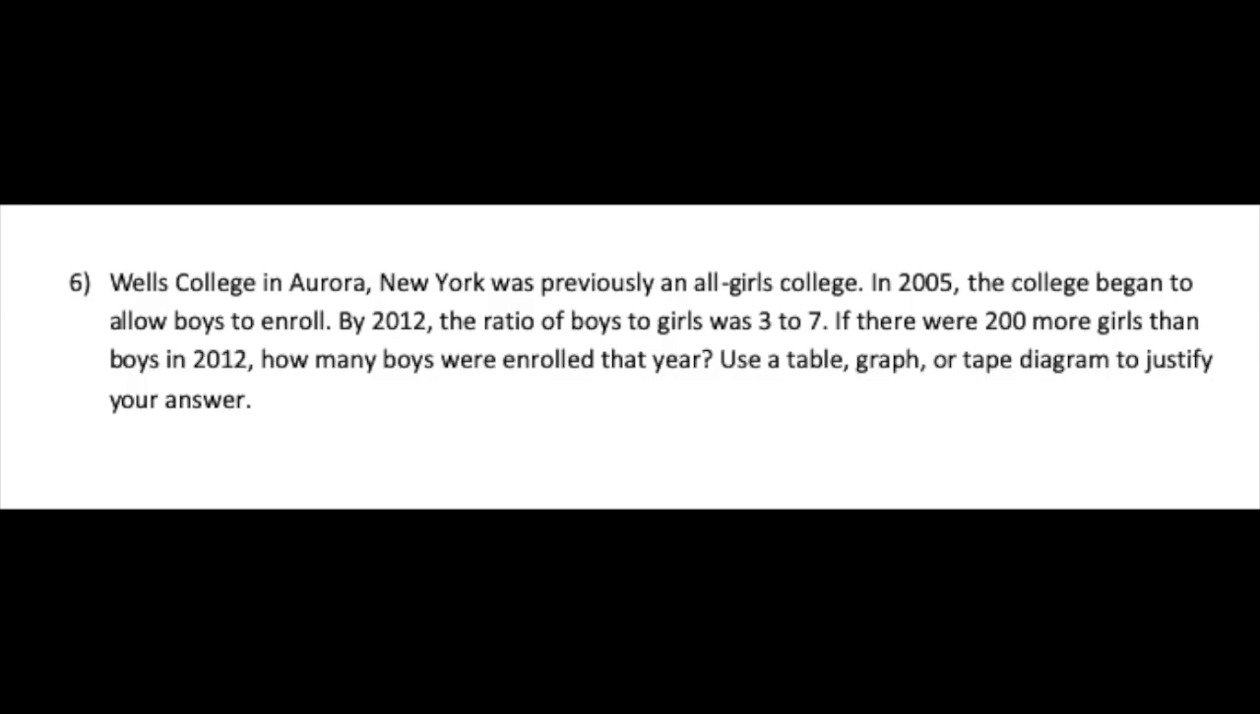Number 6. Wells College in Aurora, New York was previously an all-girls college. In 2005, the college began to allow boys to enroll. By 2012, the ratio of boys to girls was 3 to 7. If there were 200 more girls than boys, how many boys were enrolled last year? Use a table, graph, or tape diagram to justify your answer.